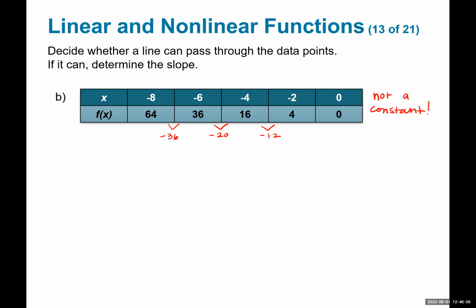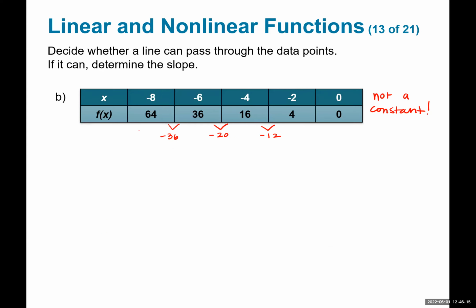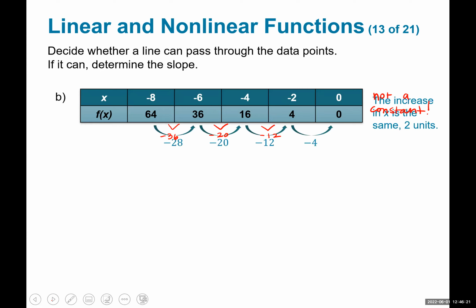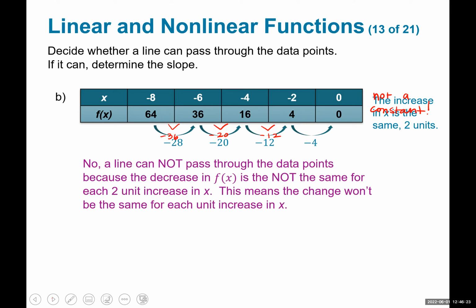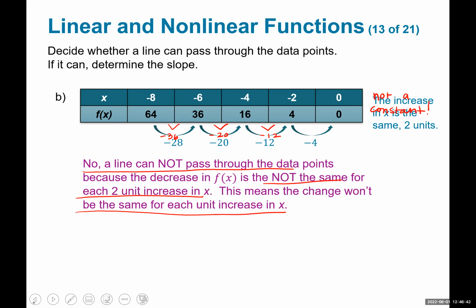Okay. Y'all see the difference? Let's go back to the letter A. Every time we were adding 5, every time we were adding 1. On this one, it's not the same number every time, so therefore it's not linear. No line can pass through these points because it's not the same change for every change in X. That means it won't be the same change every time, so it will not have a line. It's gonna curve. So therefore, the answer would be no, it's not linear.